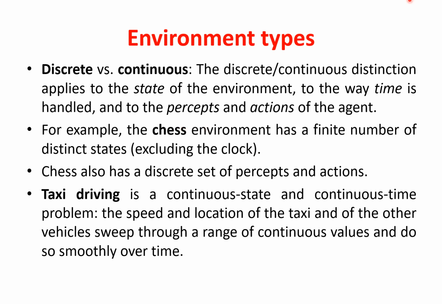In continuous environments, the environment has an infinite range of states and actions that can change smoothly over time. For example, taxi driving: the speed and the location of the taxi and other vehicles vary continuously, representing a continuous state and a continuous time problem.